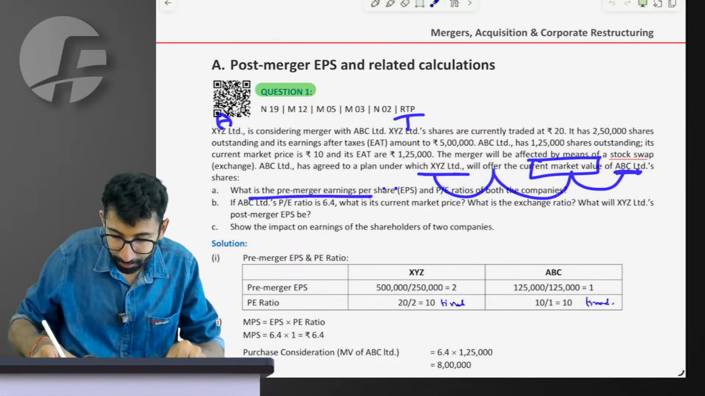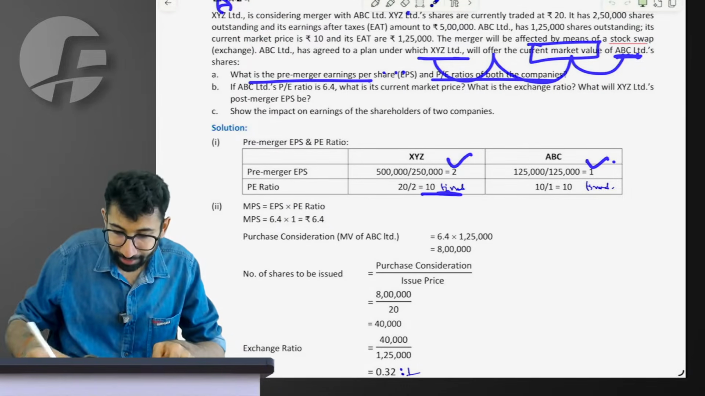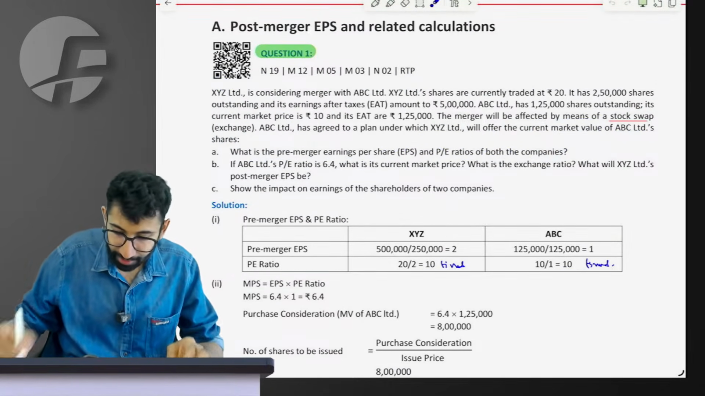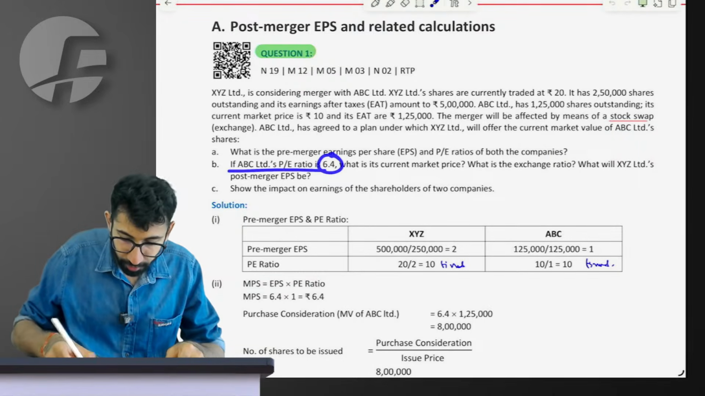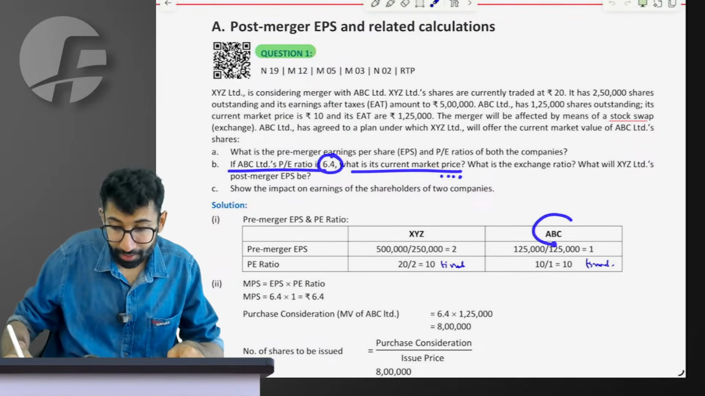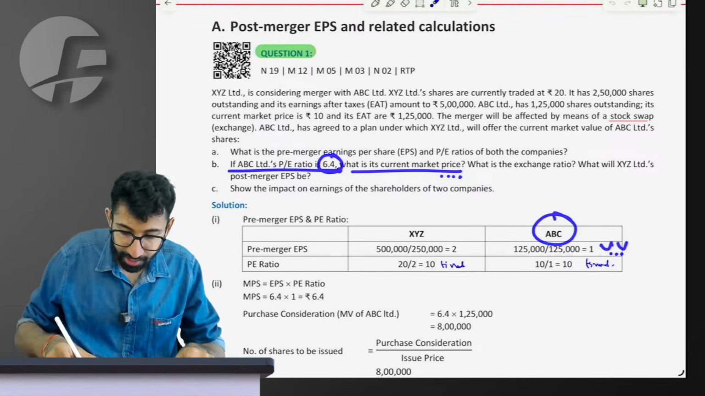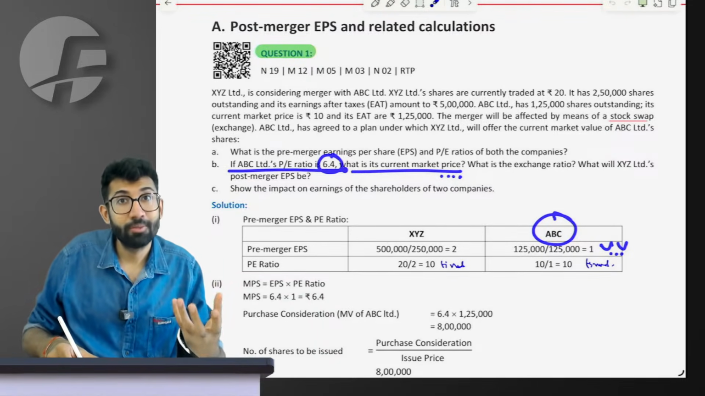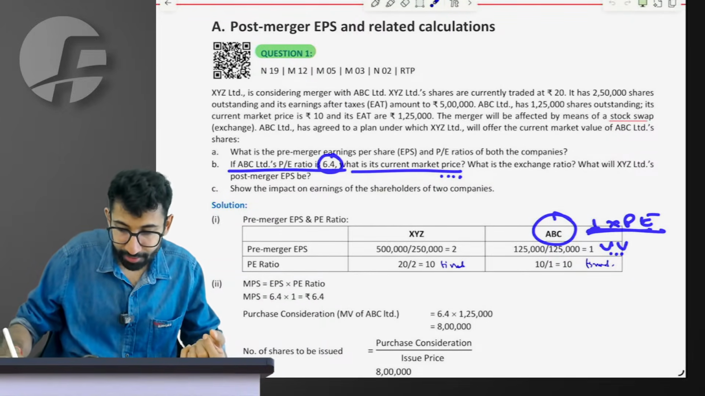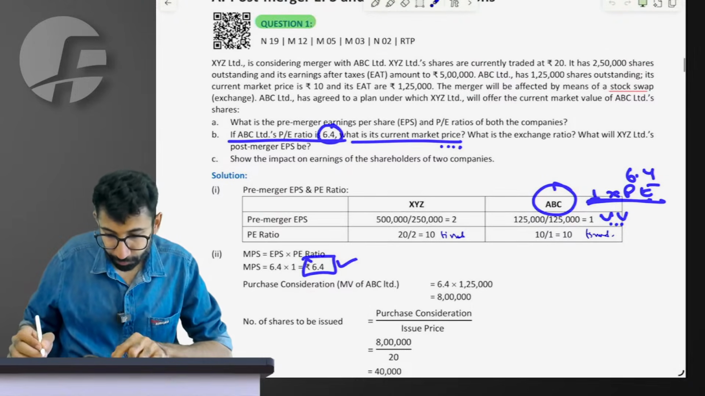They're asking what are the pre-merger EPS and P/E ratio of both the companies. EPS we had calculated, PE we had calculated, it's not a big deal. Second, if ABC PE ratio is 6.4, what is its current market price? Sir, ABC, the target company, whose EPS is right now 1. If their PE ratio is 6.4, how much would the market price be? EPS into PE ratio gives me MPS. So 1 into 6.4 gives me market price of 6.4.